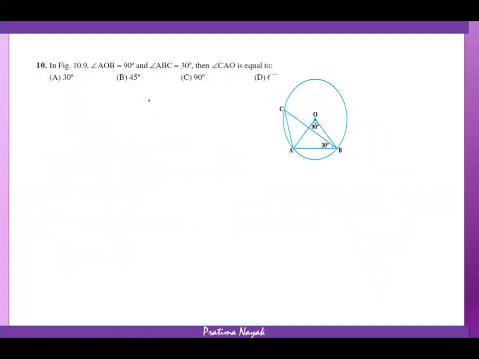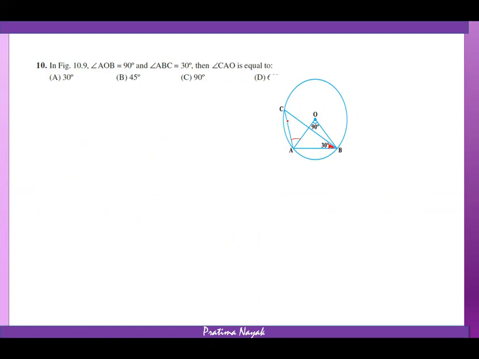Last question. AOB is 90 degrees. It is clearly written. ABC is 30 degrees, not the whole angle, it will be this much only. Then you have to find CAO. You have to find this angle. How to find it? Think. AOB is equal to 90 degrees.